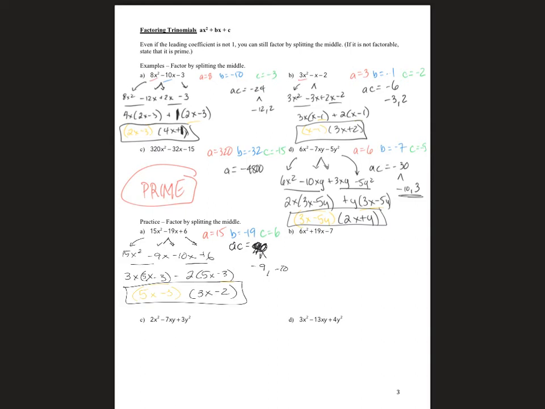Next one. A is 6. B is 19. C is negative 7. So AC is negative 42. Finding two numbers that multiply to give you negative 42, but add to give you 19: 21 and negative 2. First term. Split the middle term. The last term. Factor by grouping.